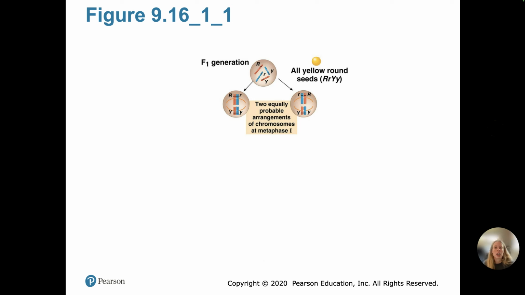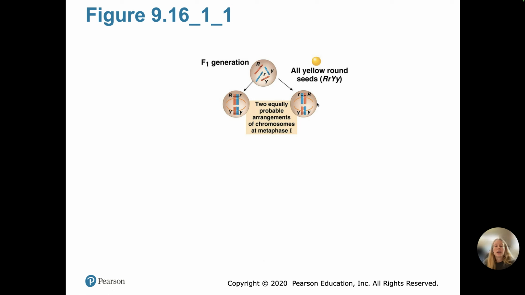We can see this better as we follow this F1 generation going through meiosis. This F1 generation is all yellow round seeds that are heterozygotes, so capital R, lowercase r, capital Y, lowercase y. We can see the R and the Y chromosomes here. The R chromosomes are slightly longer than the Y chromosomes. And again, the maternal chromosomes are in red, the paternal chromosomes are in blue.